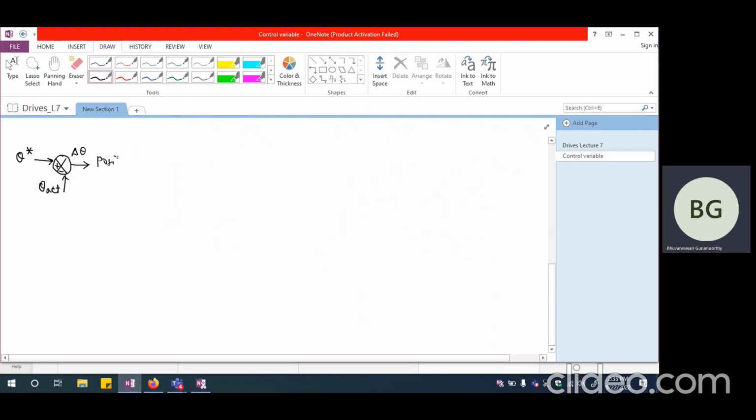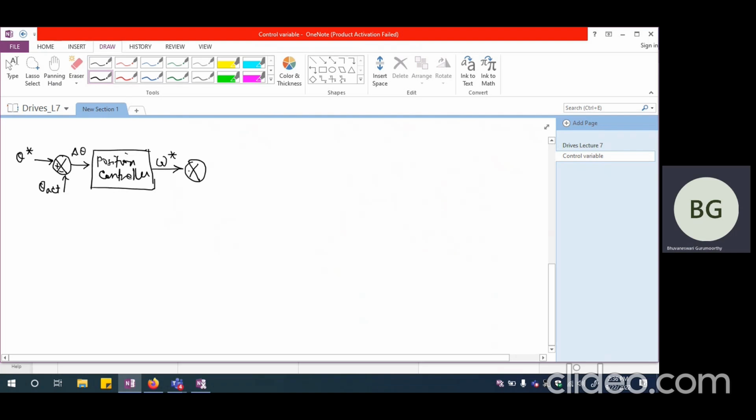This will be passed through a position controller. This position controller could be a P controller, PI controller, PID controller, fuzzy controller, digital controller, analog controller. In whatever way you want to implement, it can be implemented. So this is the position controller. Now the position controller output will tell me what should be omega star that I need to achieve, or reference speed that I need to achieve, so that the position error can be nullified.